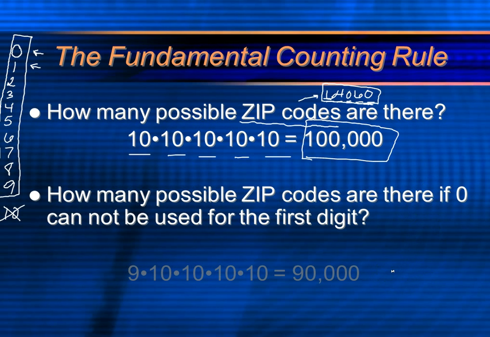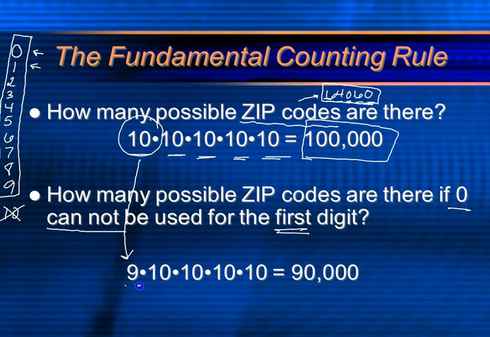Now, changing that just a little bit, how many possible zip codes are there if 0 cannot be used for the first digit? So what's the only difference from what we did up here? There are still 10 digits for these, but 0 can't be in the first one. So instead of 10 possibilities for the first one, there are only 9 because 0 cannot be here. So there are only 9 possibilities for the first one, 10 for the other positions, which gives us a total of 90,000 possible zip codes where 0 cannot be at the beginning.